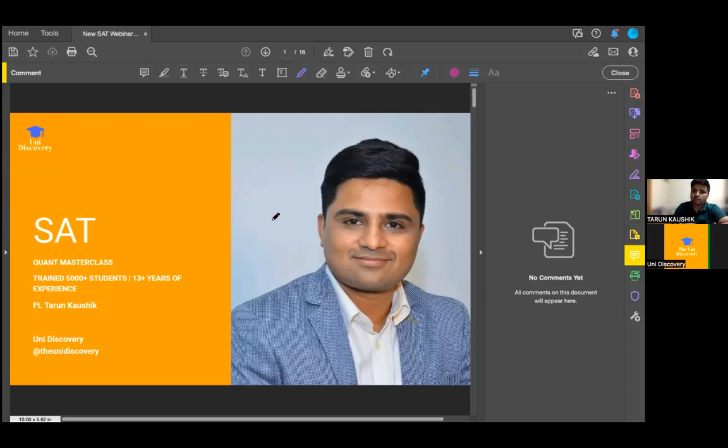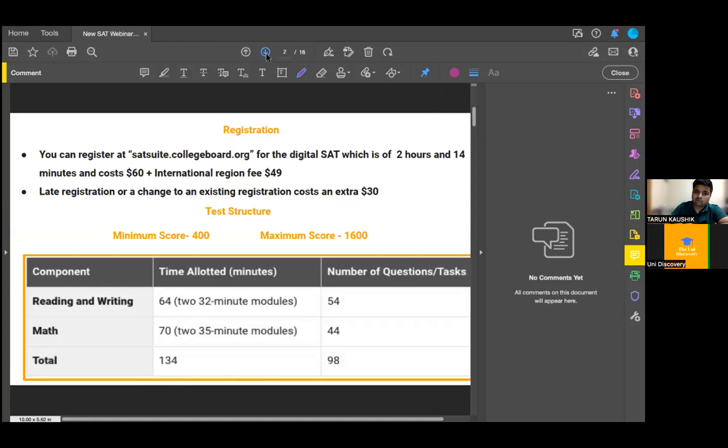The agenda of today's session is focusing on the structure of SAT, what are the components of SAT, how you can score better, what are the things which you can take care of while solving the quant section of it. So we'll straight away start with the structure. And before that, we would like to talk about the registration process.